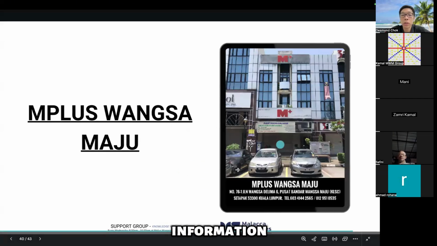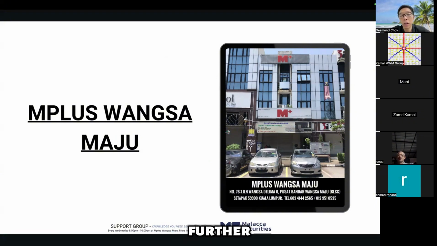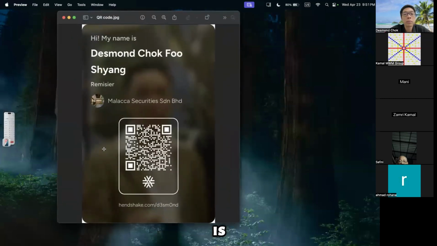For information, our office is in M Plus, Wangsa Maju here. If you have free time or need further technical support or whatever, feel free to drop by. So this is my contact. If you have any questions, or want to know more about stock market trading, you can contact me. Or if you have friends who still don't have a CDS account and broker account, just contact me to open the accounts so that I can assist from there.